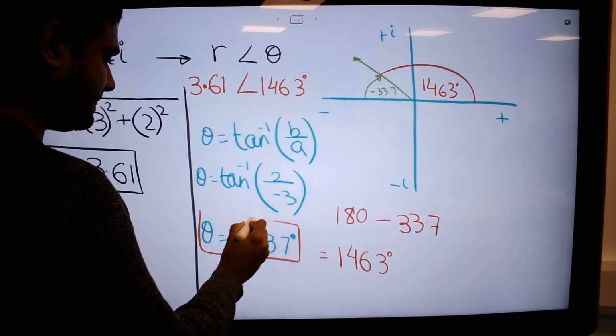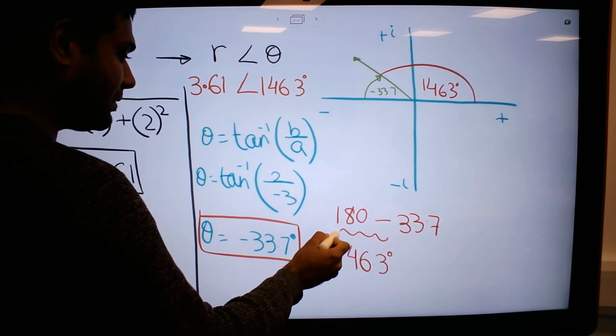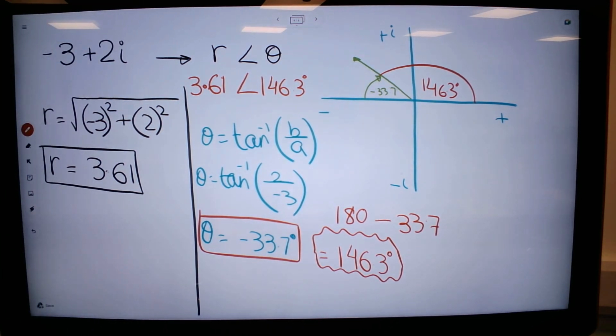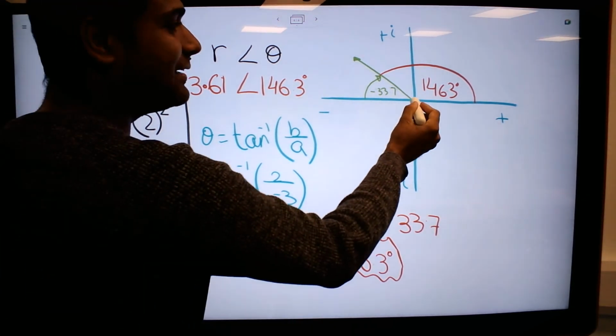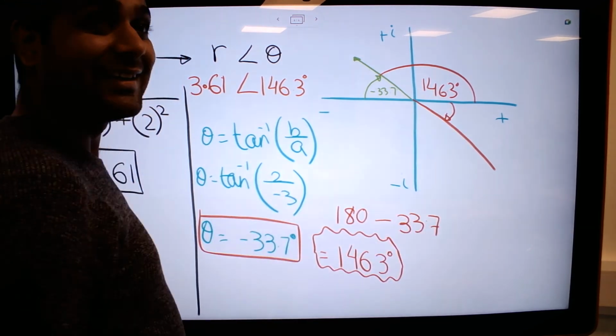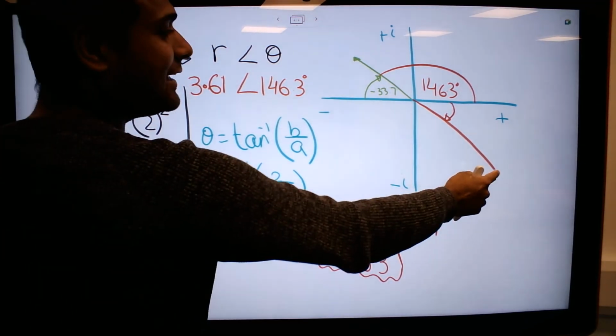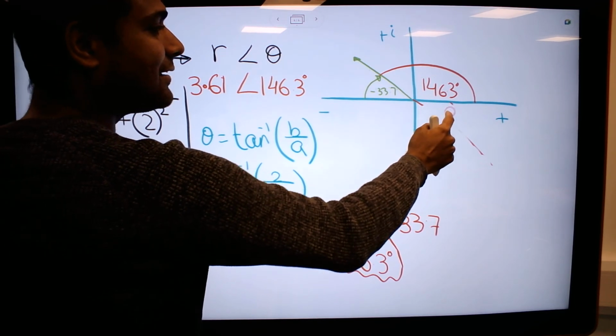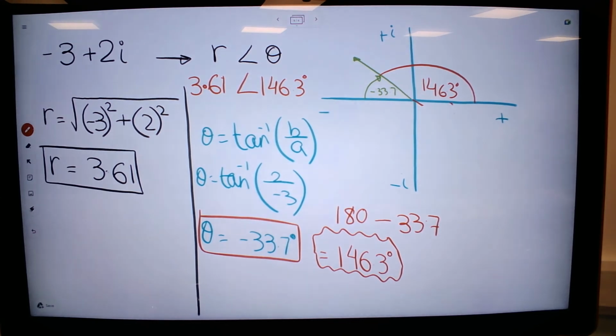So can you never have a negative number for theta in this? You can have, but the negative, meaning negative 33.7, can be here as well. So you need to think about which quadrant it is, and then we use that. Because it can't be in the third quadrant, the angle should be less than 180. It's in the second quadrant, so the angle should be between 90 and 180.